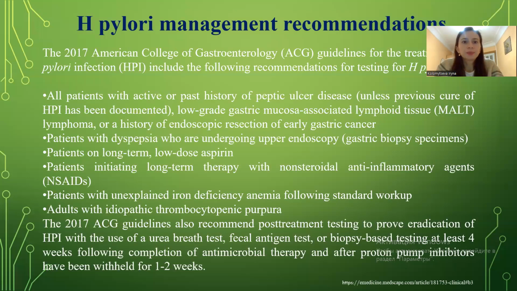Diagnostic evolution. The 2017 American College of Gastroenterology guidelines for the treatment of Helicobacter pylori infection include the following recommendation for testing for Helicobacter pylori: all patients with active or past history of peptic ulcer disease, low-grade gastric mucosa-associated lymphoid tissue lymphoma, or history of endoscopic resection of early gastric cancer.